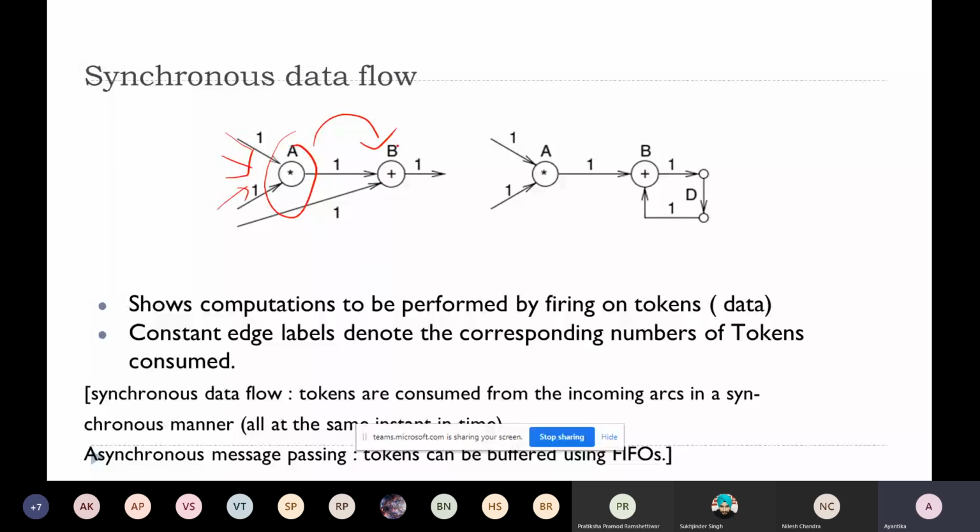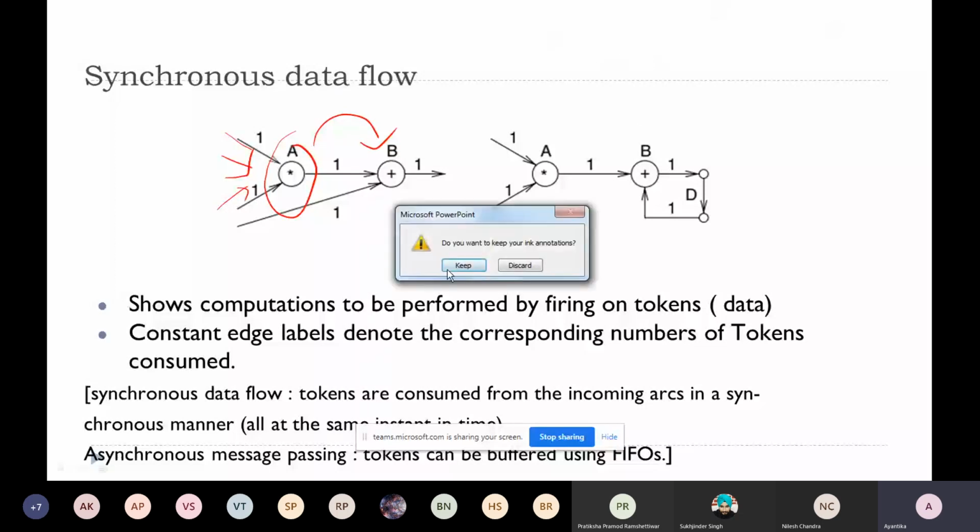In case of asynchronous data flow or asynchronous message passing, your tokens can be buffered. So these are a few concepts, starting from your specification: how you will model your states, how you will model your state transitions, how you can check your scheduling, your concurrency, and your synchronization. And when you have multiple tasks, how you can check whether they are communicating properly or not, and what modeling strategies you can define. So all these things we have discussed.